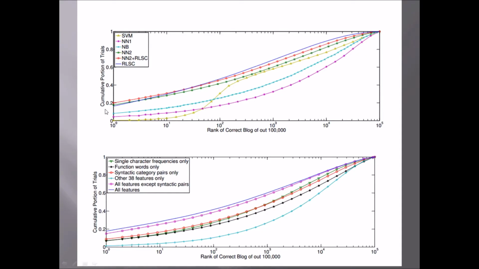Here's an analysis of the results. You can see that with the most effective statistical method, the NN2 plus RLSC method, they achieved a precision of about 20% on the computer's first guess. Within the top 10 computer choices, the precision went up to about 35%. The second graph is an analysis of the different stylometric techniques used. When only single character frequencies were used or only function words, you can see the precision was only about 7%. But when all features were used, that precision jumped up to near 20%. What this means is that not one single stylometric technique was effective in determining the authorship of a blog. Instead, you need to use a multitude of different stylometric techniques.